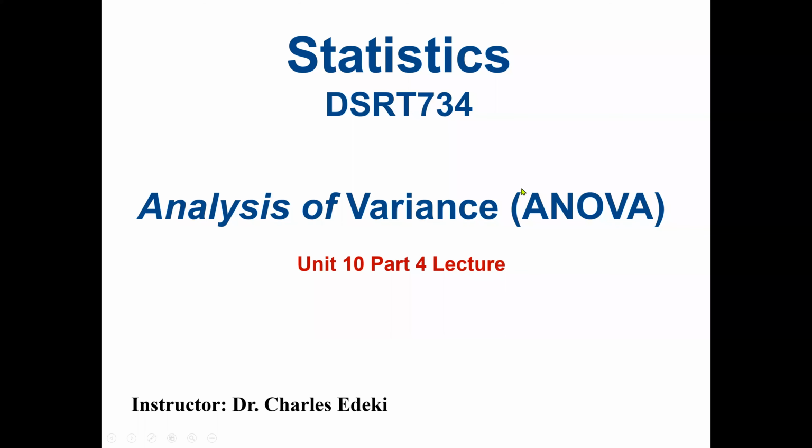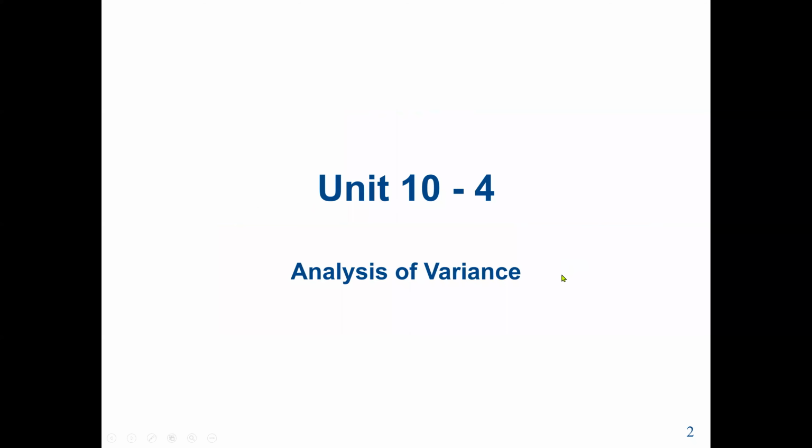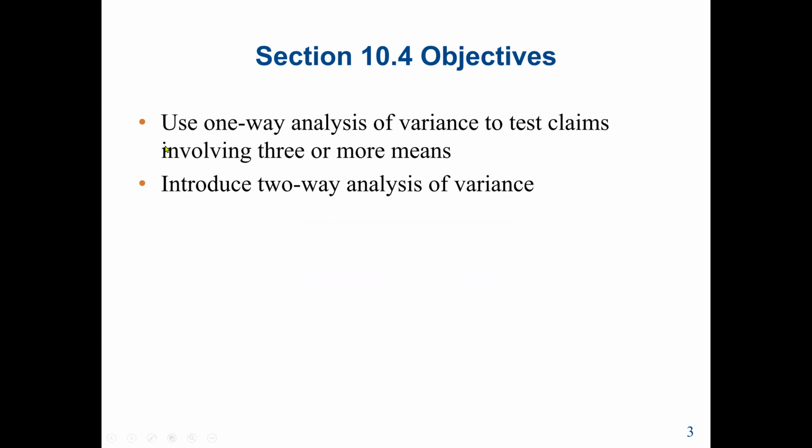Again, this is Statistics, DSRT 734 class, Analysis of Variance, also known as ANOVA. In this lecture, we're going to study analysis of variance, also known as ANOVA. Our main objective is to use one-way analysis of variance to test claims involving 3 or more means. Also, we're going to introduce two-way analysis of variance. In these lectures, we will not go into details about two-way analysis of variance, but we're going to introduce it and also how you can use technologies such as Minitab or any stat application to find it.